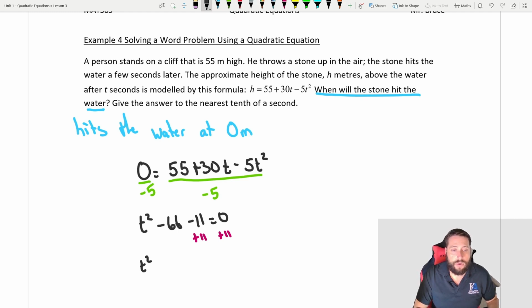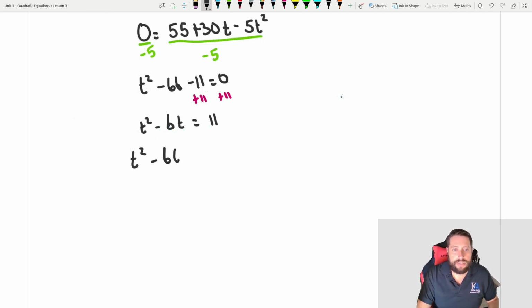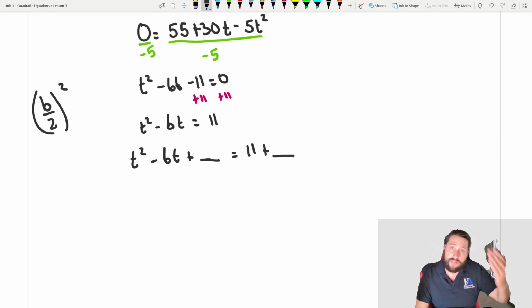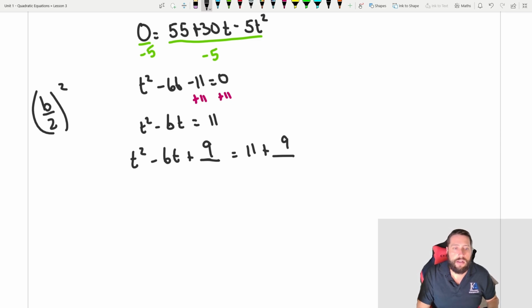You get t squared minus 6t is equal to 11. So that means that t squared minus 6t plus blank is equal to 11 plus blank. Okay, again, it's b over 2 squared. So negative 6 divided by 2 is negative 3. Negative 3 squared is 9. So we're going to add 9 to both sides. So that means t squared minus 6t plus 9. So when we factor it, it becomes t minus 3 squared is equal to 20.